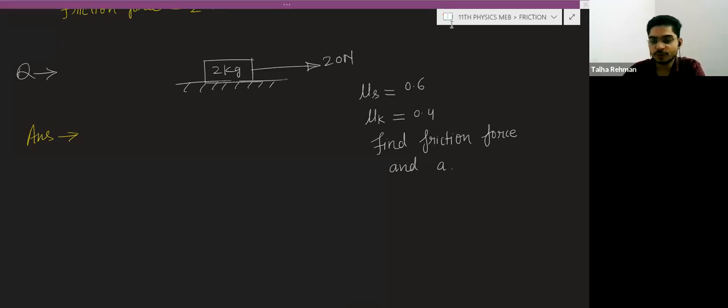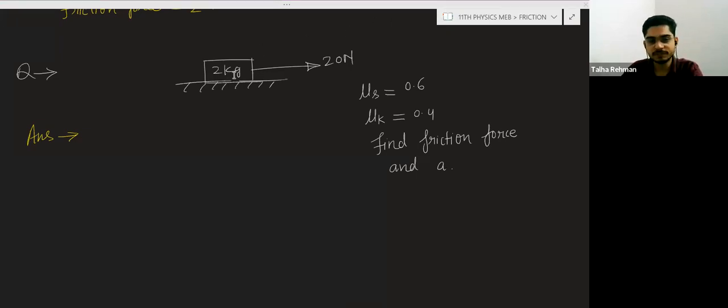First thing, what do you have to do? This is a 22 kg block placed on the surface. This is the surface. And a force of 20 Newton is applied in this direction. So what can be the possibilities? Either this object will move or this object will not. There cannot be any other possibility. So first we will check whether this object will move or not.